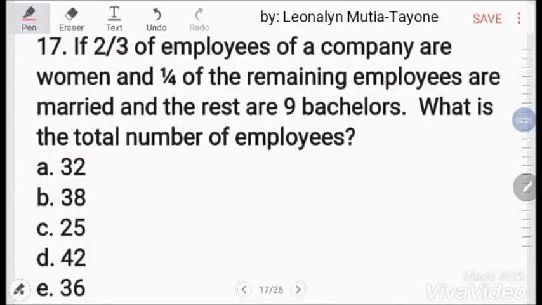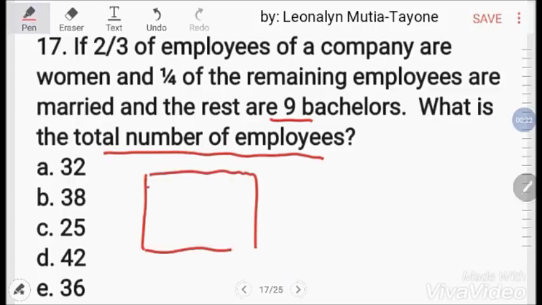Number 17. If 2/3 of employees of a company are women and 1/4 of the remaining employees are married and the rest are 9 bachelors, what is the total number of employees? Itong 9 bachelor, ibig sabihin nito ay 3/4 siya sa remaining employees. So, isulat natin yung 3/4 to a 1/4 para mas klaro lang ninyo.